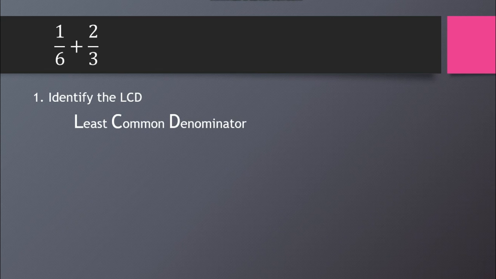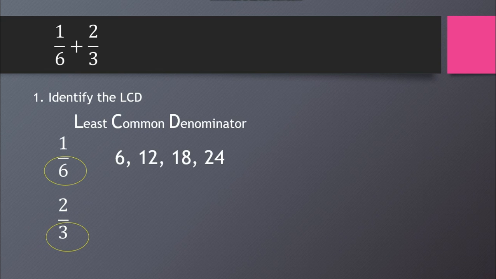Okay, now let's try to have an example. 1/6 plus 2/3. Okay, first thing that we need to do is to identify the LCD. What do you mean by LCD again? Perfect, least common denominator. Okay, so first fraction we have 1/6 and then the second 2/3. Denominator of 1/6, that's correct. What about the 2/3? Perfect. Now try to identify the least common denominator, which is 6.